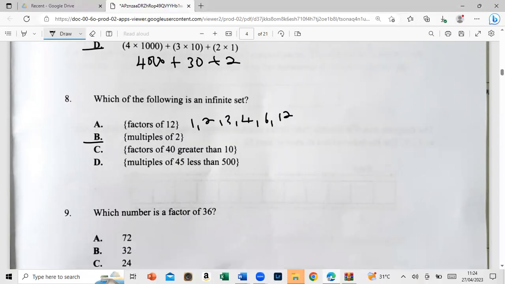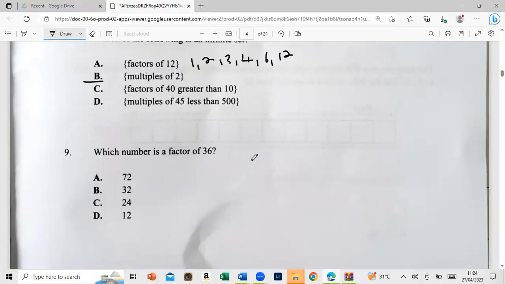Which number is a factor of 36? So factors mean you can multiply two numbers to give you the number. So we have 1 times 36, 2 times 18, 3 times 12, that gives you 36 also.